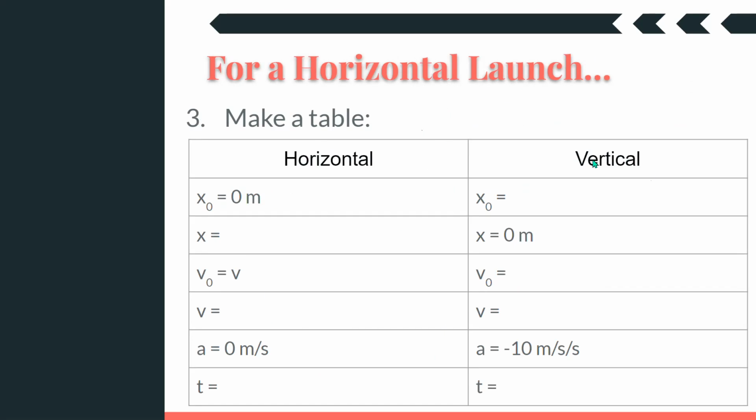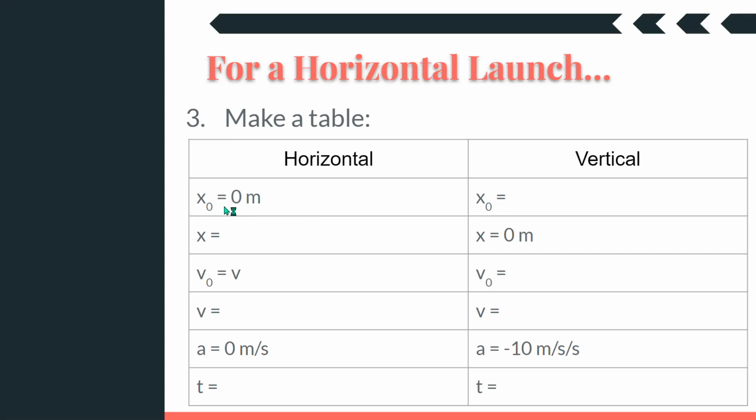Okay, so here's what my table looks like. Okay, so here's my horizontal section, here's my vertical section. So for a horizontal launch, I'm going to make a table that looks like this. I have all my variables, x naught, x, v naught, v, a, and t, and I'm labeling them separately for the horizontal direction and the vertical direction. You'll notice I already have a few things filled into my table. And I would recommend that you do this on your questions as well.